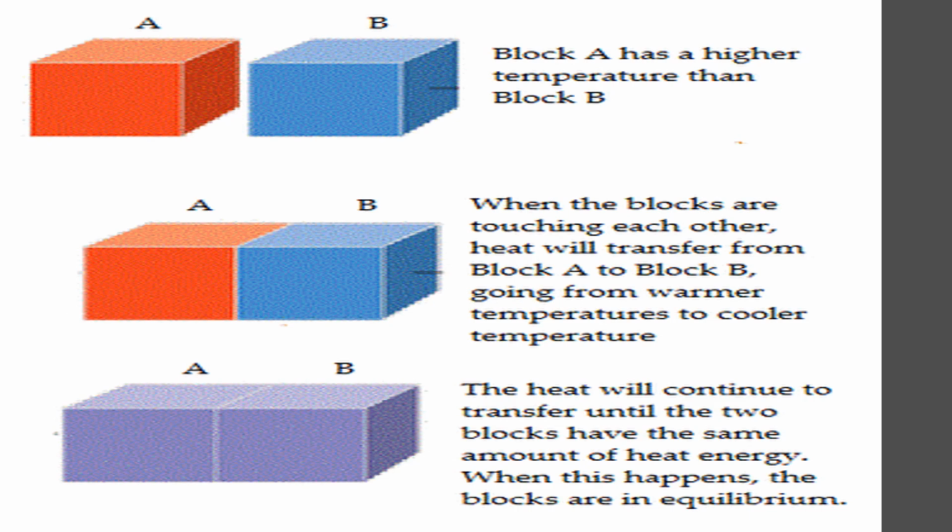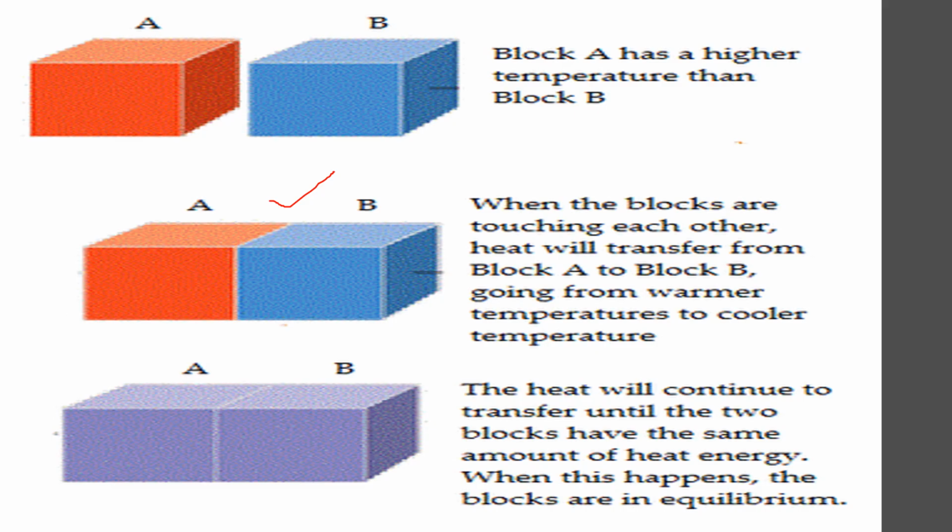So now we are going to learn about the transfer of heat. For this, there is an example. We have two blocks, block A and block B. Block A has higher temperature than block B. So when the blocks are touching each other as shown in this figure, heat will transfer from block A to block B, going from warmer temperature to cooler temperature.